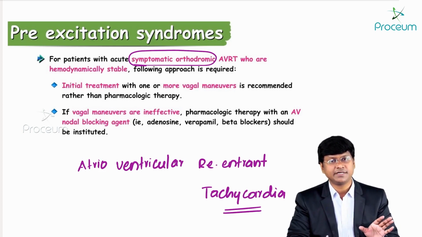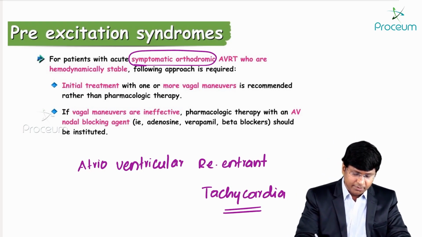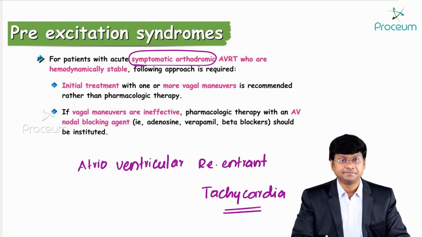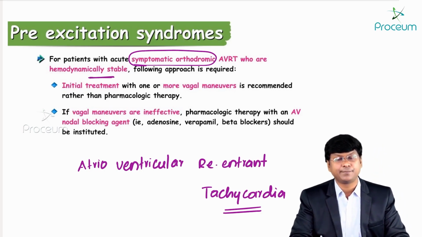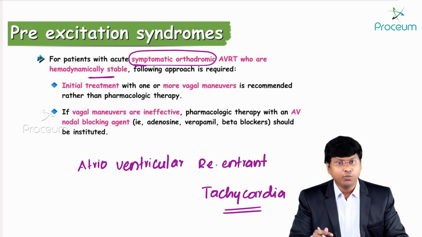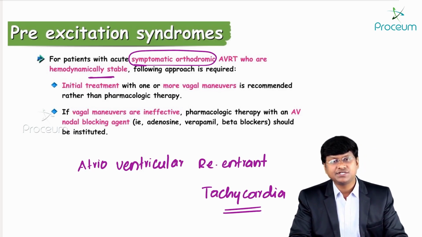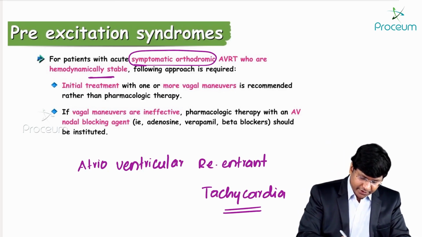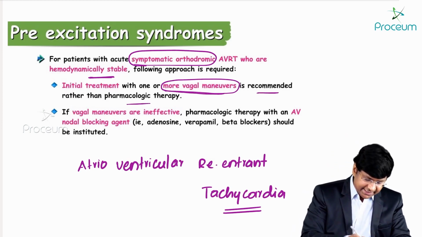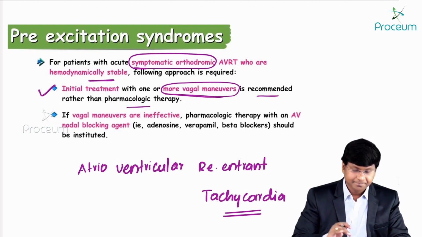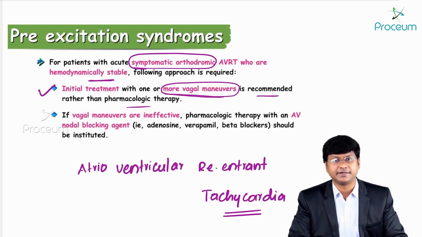But for now, just remember, in symptomatic orthodromic AVRT who are hemodynamically stable, the following approach is required. What is the initial treatment for your AVRT? The initial treatment, you need to give the vagal maneuvers. Vagal maneuvers are recommended rather than the pharmacological therapy. That is the initial treatment.